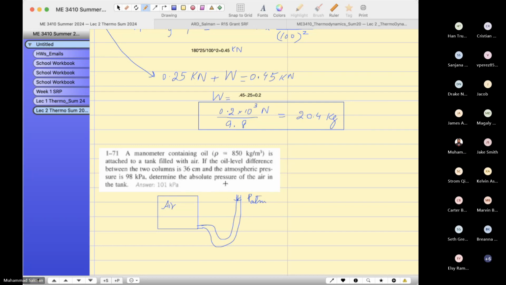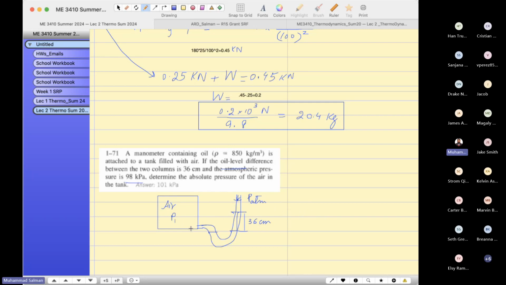and then if the oil level difference between the two columns is 36, and the atmospheric pressure is 98 kilopascal, determine the absolute pressure of the air in the tank. So you have to find out absolute pressure.